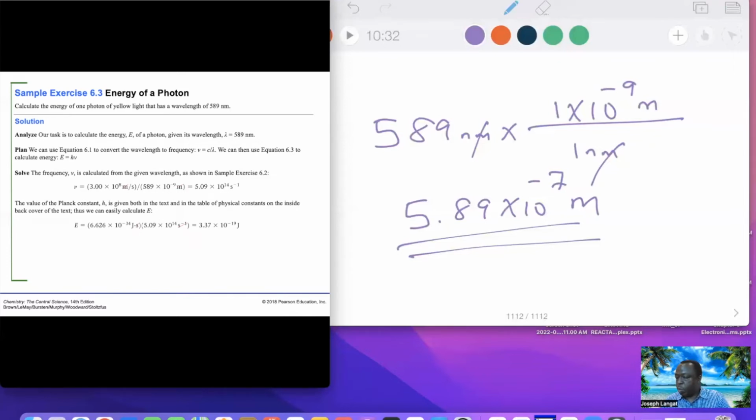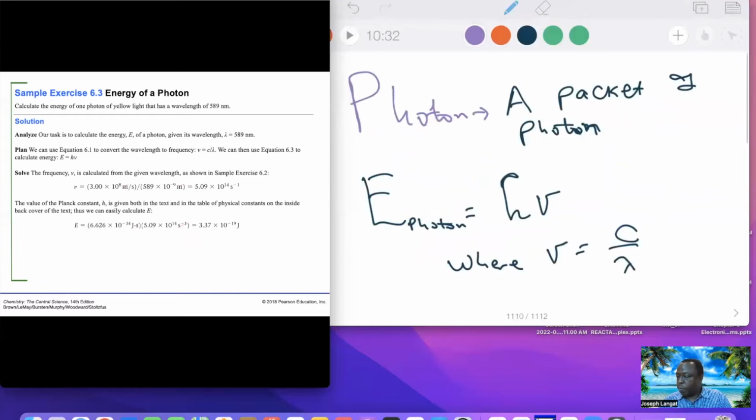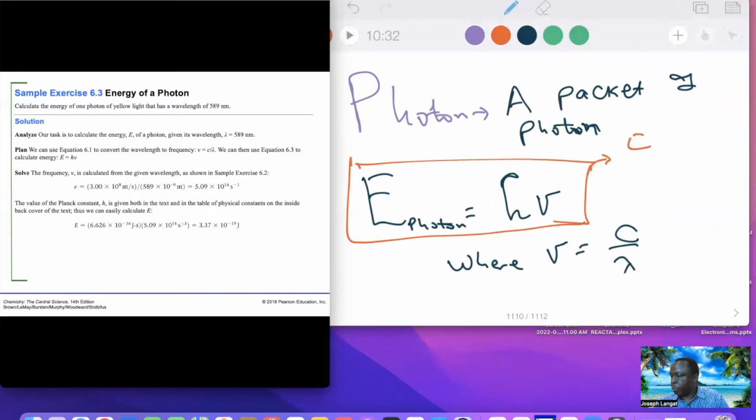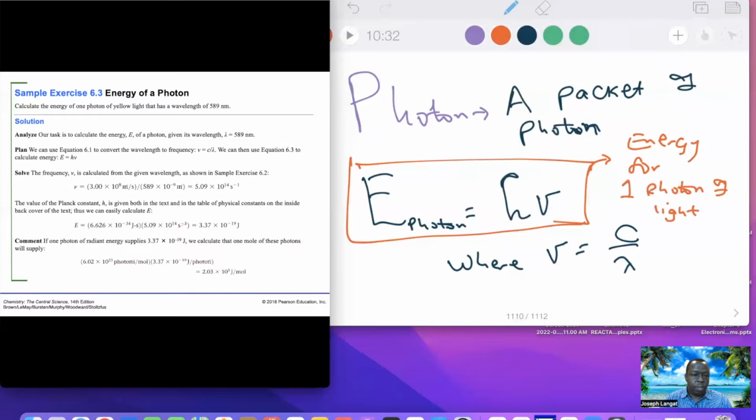So remember, this equation here is the energy for 1 photon of light. This is for 1 photon of light. All right. You'll be given that down the line, so remember to do that.